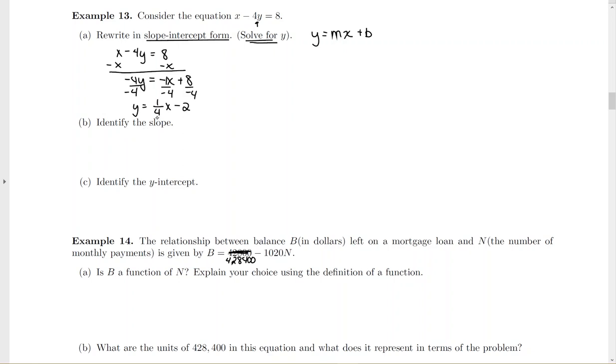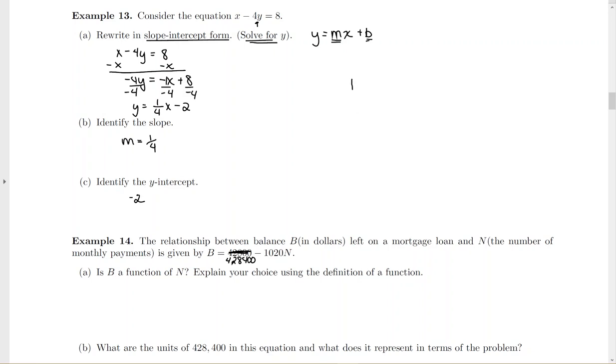To identify the slope, that's the number in front of x. That's my m. So my m in this case is 1/4. The y-intercept is the initial point or the b value. In this case, mine is negative 2.